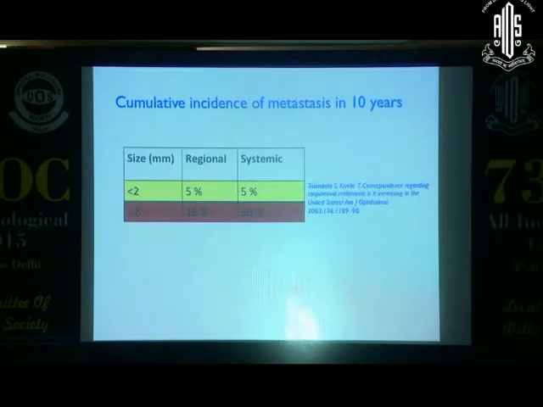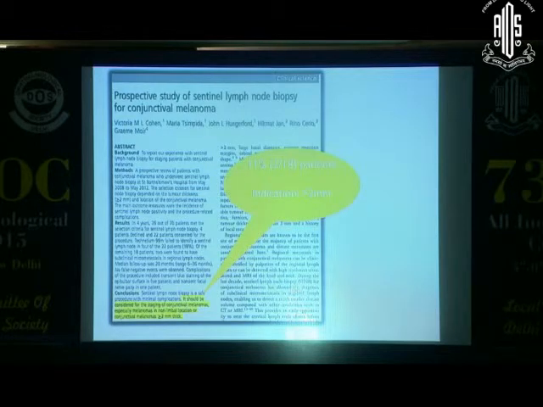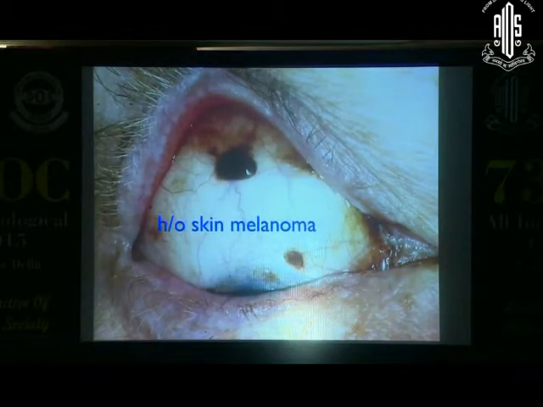Now, when do you decide a sentinel lymph node biopsy? When the tumor is more than 2 millimeters thick. That's what internationally everyone follows. Because if it's more than 2 millimeters thick, it's found that systemic metastasis is as high as 30% and regional lymph node metastasis is 18%. There are various studies which have come out recently telling that the indication has to be more than 2 millimeters. In this paper, they had 11% of patients developing regional metastasis, which was not diagnosed clinically, and in the other paper, it was 16%.